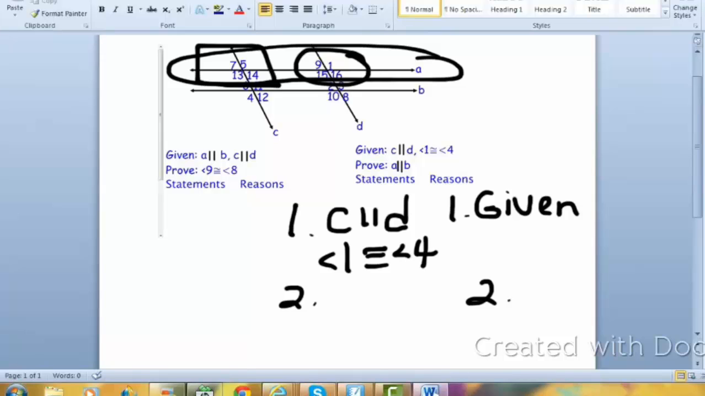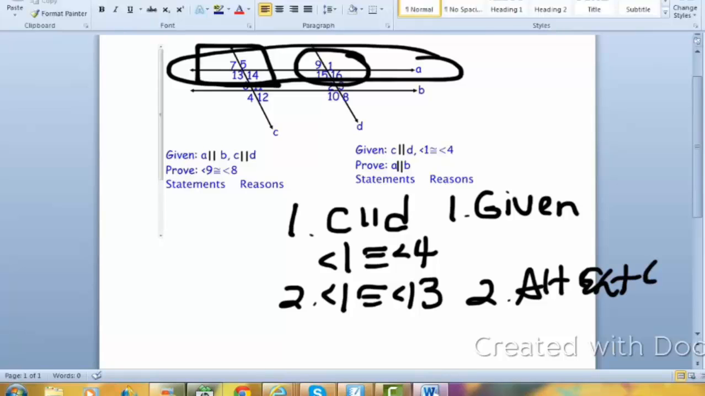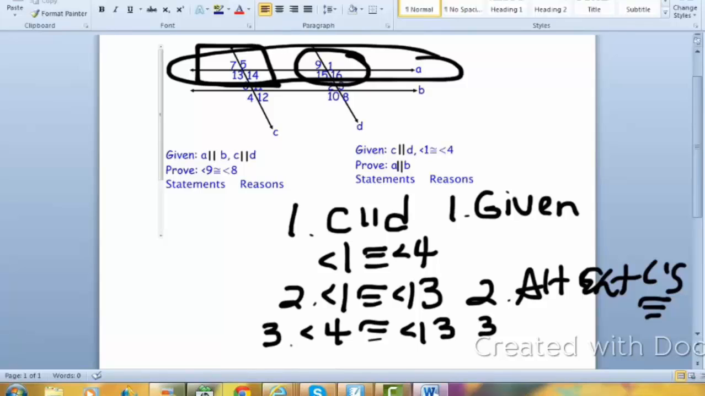So my choices are 1 and 5, which are corresponding. You can use 1 and 13, which are alternate exterior angles. I'll use 1 and 13, so 1 is congruent to 13. Those are alternate exterior angles congruent. Since 4 is congruent to 1 and 1 is congruent to 13, in our next step already, because we were given one angle pair congruent in the given information, we can say that angle 4 is congruent to angle 13 by transitive property.